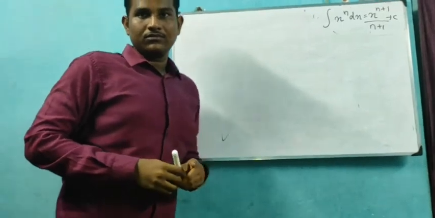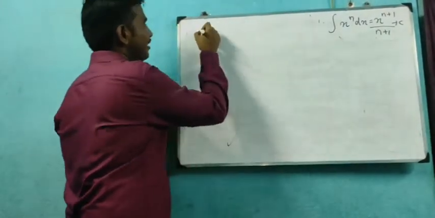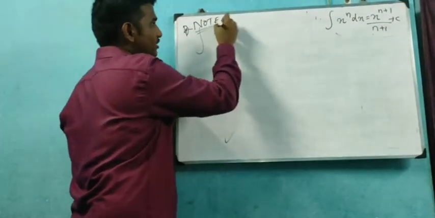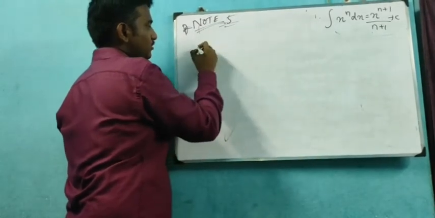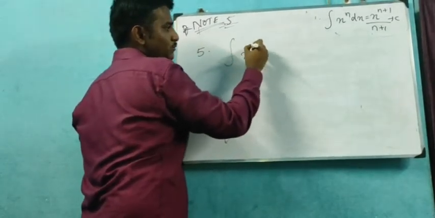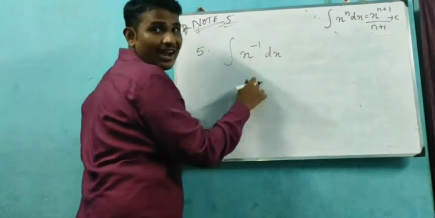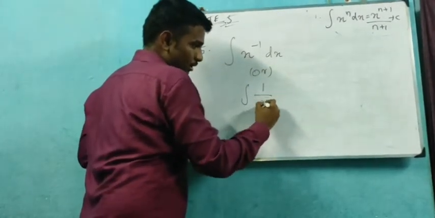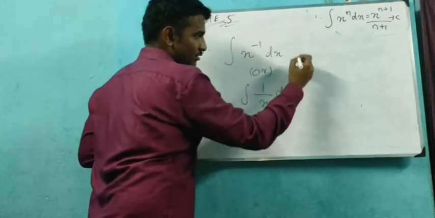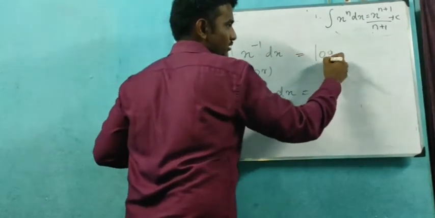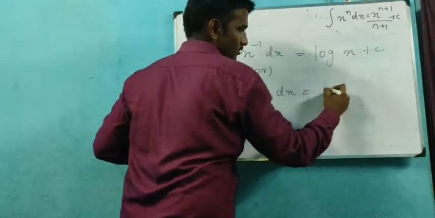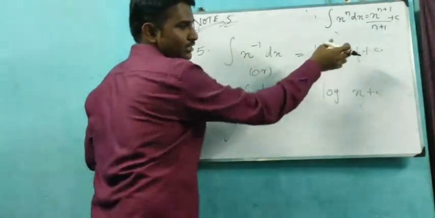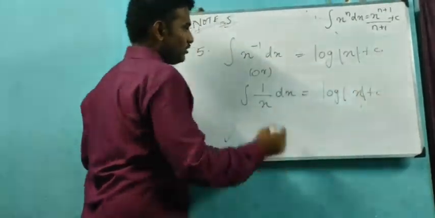So the formula is formula number 5. Already we have done 4, right? So it is formula number 5: integration of x power minus 1 dx, or I can write x power minus 1 as 1 by x, so integral of 1 by x dx is equal to log x plus c. Log of modulus of x, since log does not have negative values. So this is the formula.